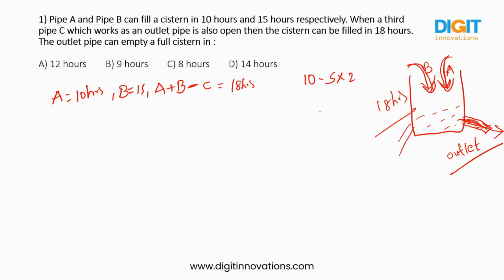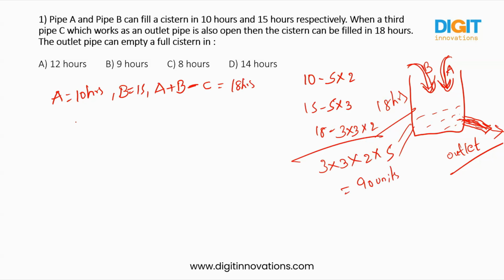As I told you, first of all you have to find the total work. 10 you can write as 5 into 2, 15 as 5 into 3, and 18 as 3 into 3 into 2. So 3 into 3 into 2 into 5, which is 90 units. Total work is 90 units. In a single hour, how much is A filling? 90 by 10, which is 9 units per hour.